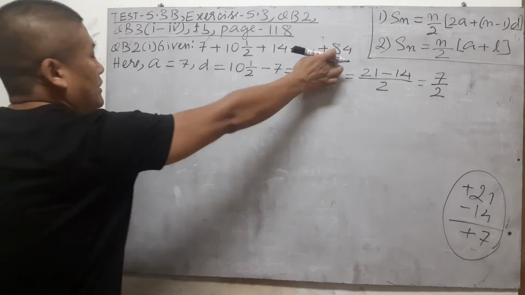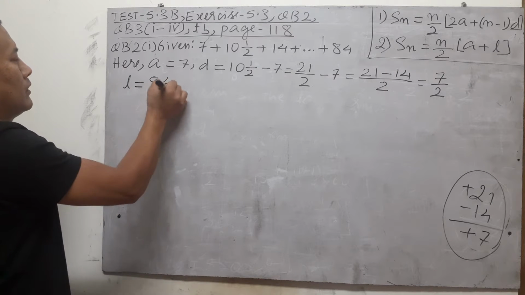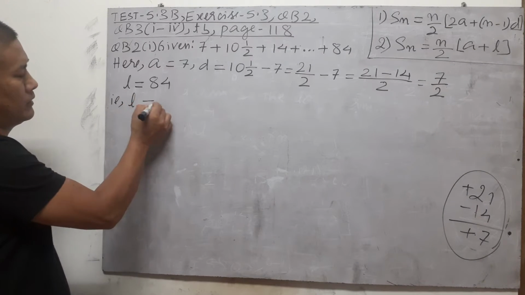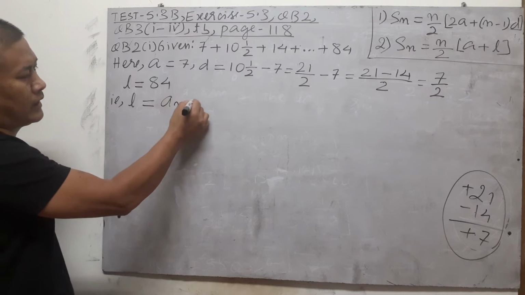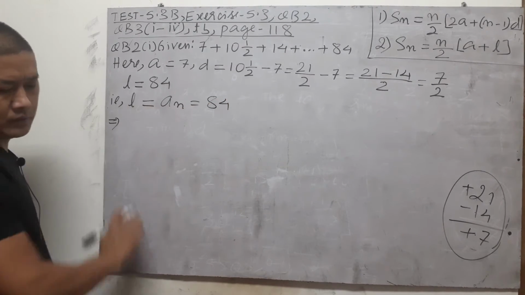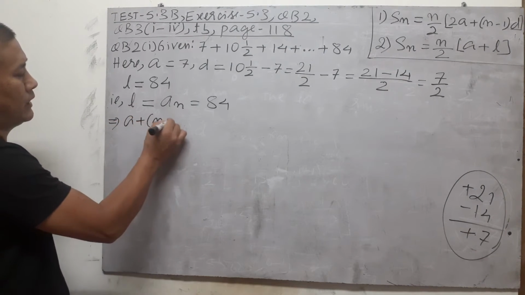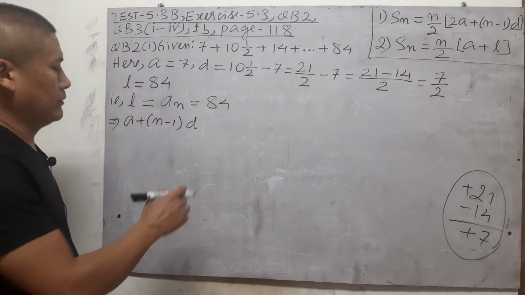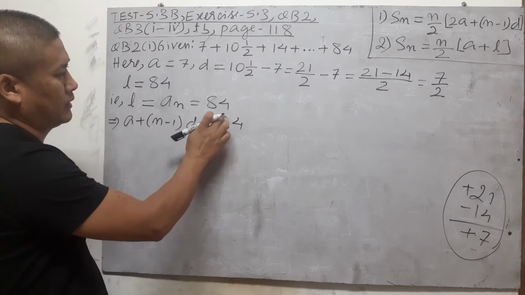One more thing is there. The last term is usually denoted by L. So L is 84. The last term can also be written as the nth term, so the nth term value we know is An equal to 84. Let us take this part of the formula: An is A plus (n minus 1) into D. You remember it from your previous exercise, right? The formula for the nth term is equal to 84.